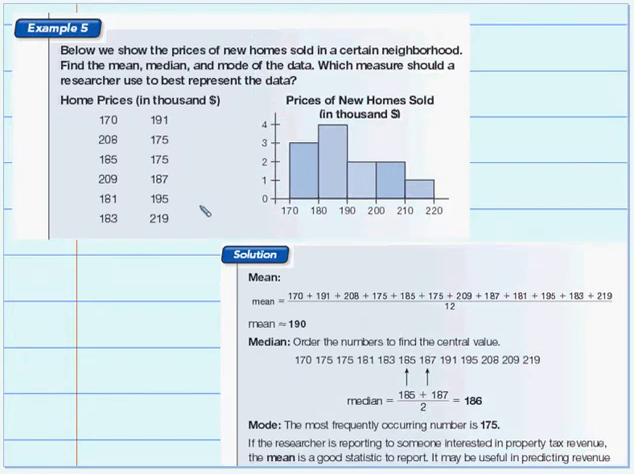Example 5. In your book, you need to look at this. Okay, I copied it here. What it goes over is, here's some data. Here are the home prices in thousands of dollars. And they want to know, first you have to find the mean, the median, and the mode, and then which measure should a researcher use to best represent the data.